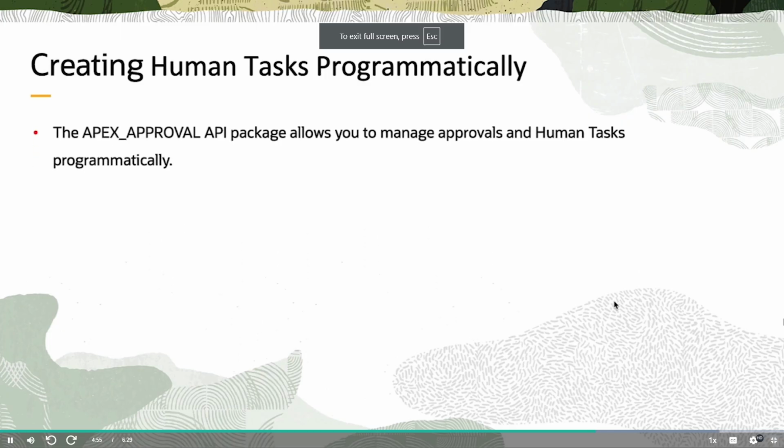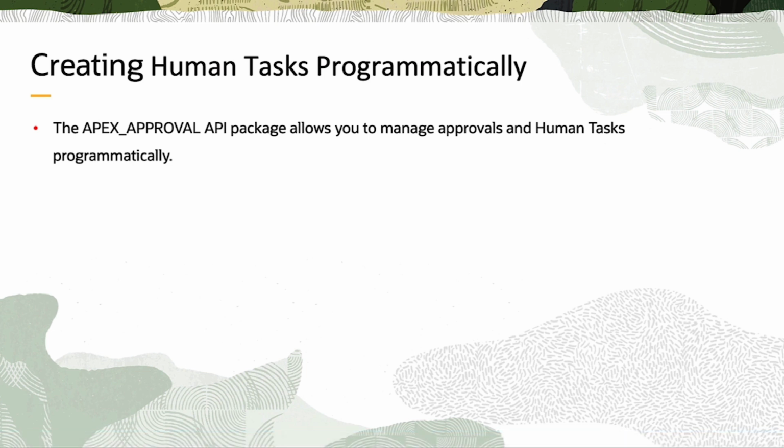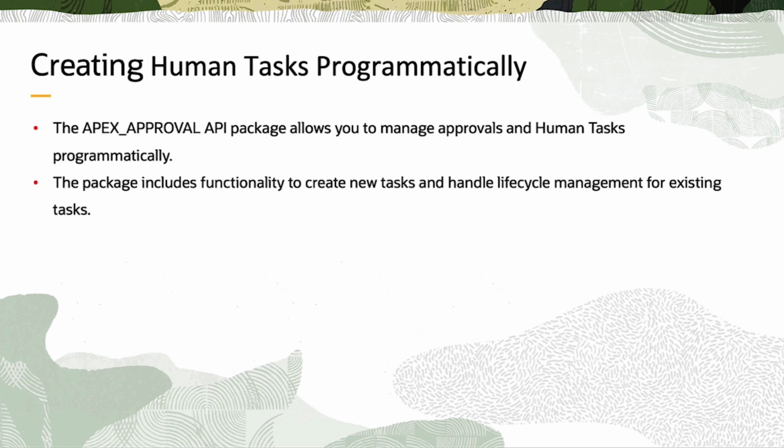Creating human task programmatically. The APEX_APPROVAL API package allows you to manage approvals and human tasks programmatically. The package includes functionality to create new tasks and handle lifecycle management for existing tasks. The package is a part of Oracle APEX workflow functionality.